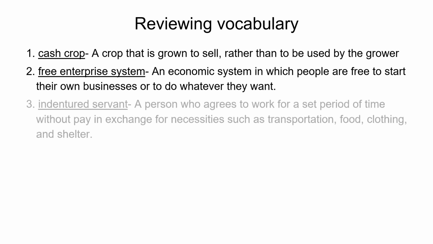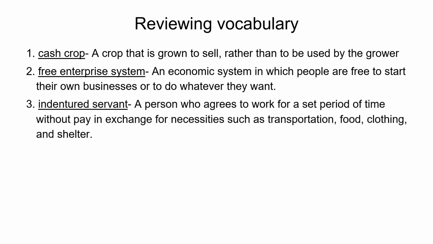The next word is indentured servant. An indentured servant is a person who agrees to work for a set period of time without pay in exchange for necessities such as transportation, food, clothing, and shelter. Very different than slavery. We've discussed this in great depth in class: an indentured servant agreed to work for free, where slaves were not given that choice, of course. The indentured servant would work for about 7 years, after which they were set free from their contract and in many cases even given land by the owner of the property they worked on to start their own life.